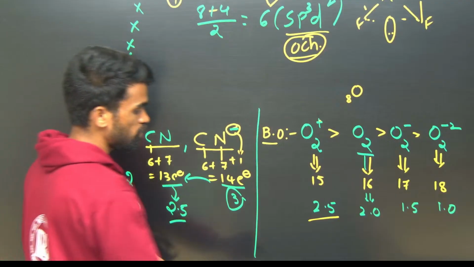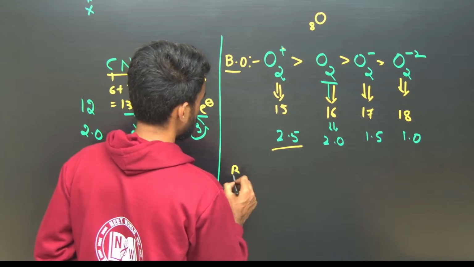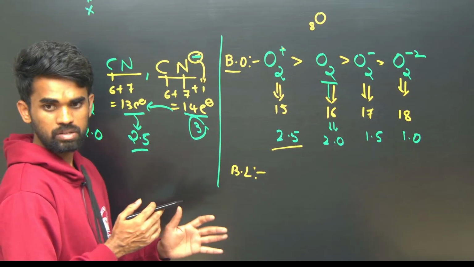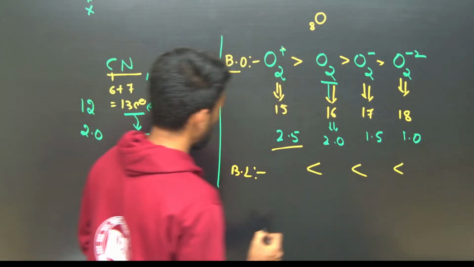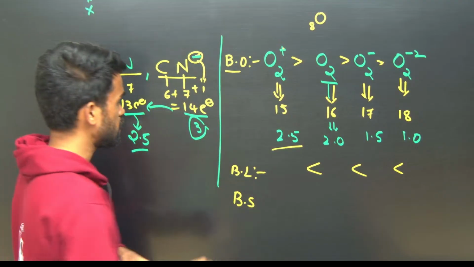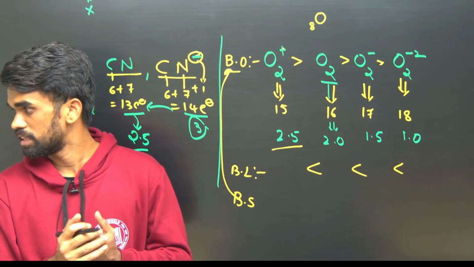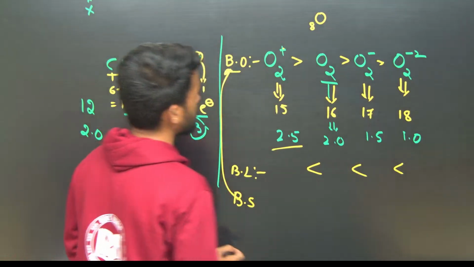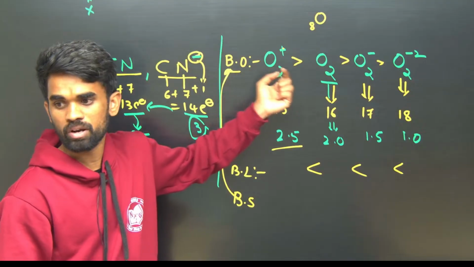That's it. If I ask for bond length for the same molecules, what is your order? Reverse. Bond length is inversely proportional to bond order, so this will be the order. And if I ask for bond strength, it is the same as bond order. More the bond order, more is the bond strength. And stability also follows the same order as bond order.